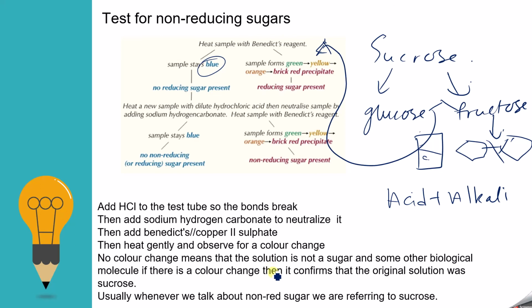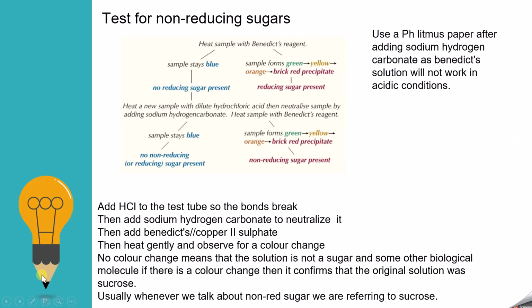No color change means that the solution is not a sugar, and is some other biological molecule or compound or substance or whatever it is. And if there is a color change, then it is a non-reducing sugar. And usually whenever we talk about non-reducing sugars, we are referring to sucrose. So use pH litmus paper after adding sodium hydrogen carbonate, as Benedict's solution will not work in acidic conditions. So that is really important.